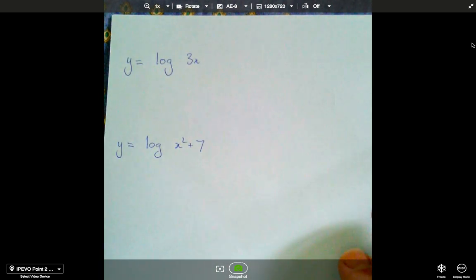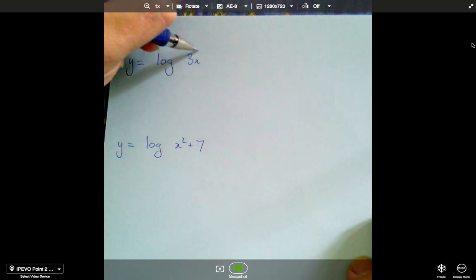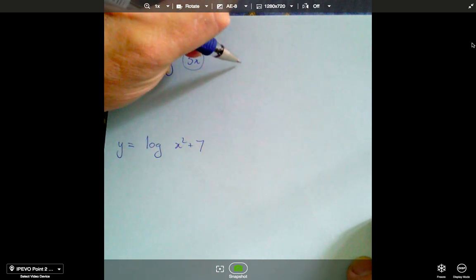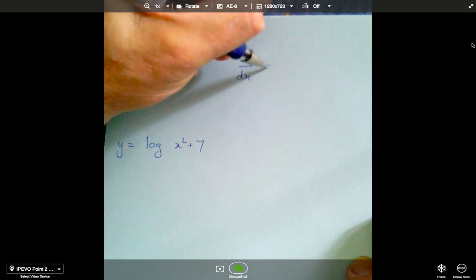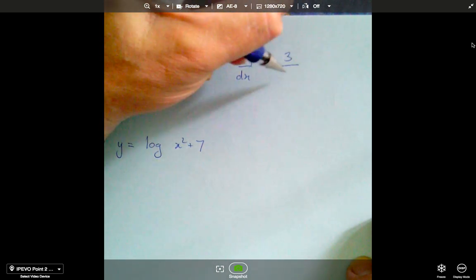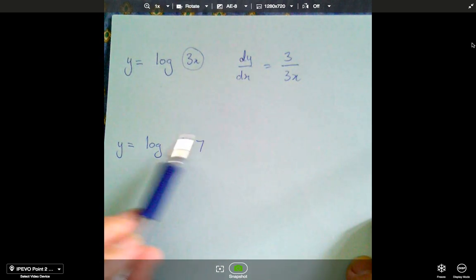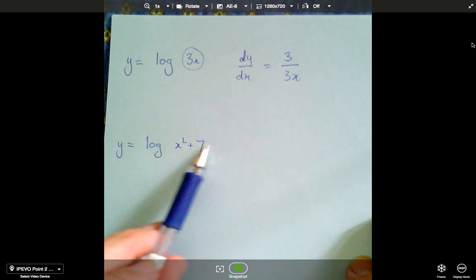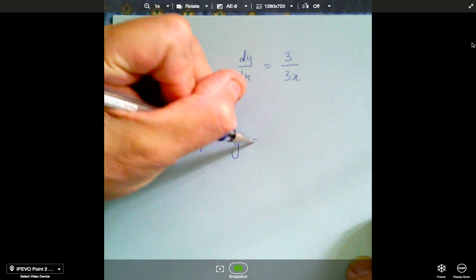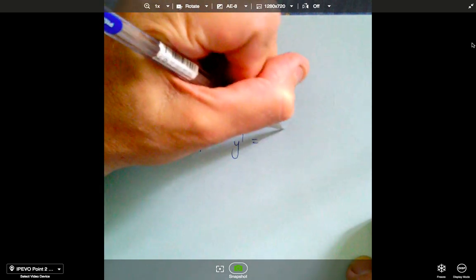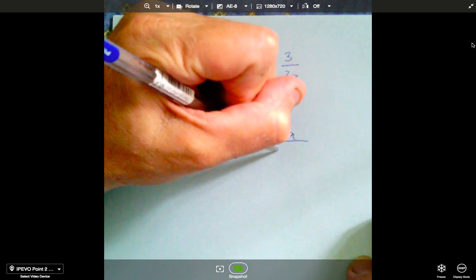When we're dealing with logs, it's almost the opposite to exponentials. We've got y equals log 3x here. So how do we do that? We find the derivative of this, which is just 3. So dy/dx equals the derivative of that over the function, 3 over 3x. We could simplify that. If it's something like this, we find the derivative of the term inside, so y prime is going to be 2x over x squared plus 7.